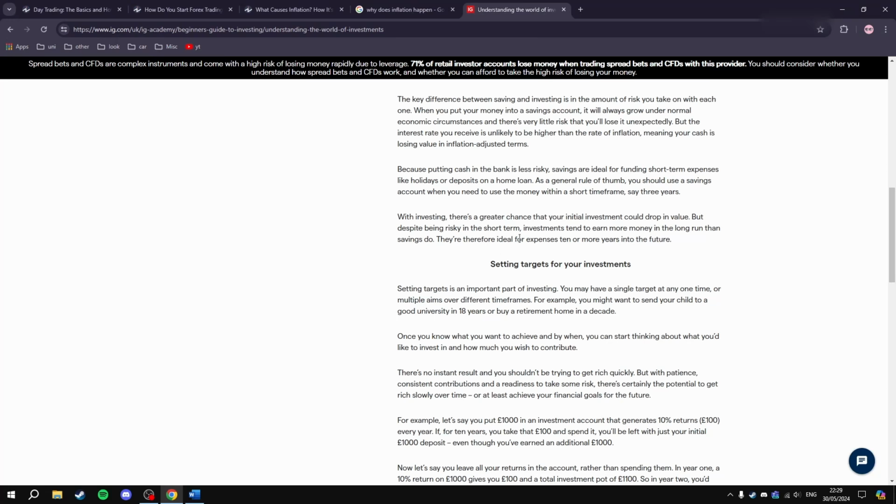When you put your money into a savings account, it will always grow under normal economic circumstances, and there's very little risk that you lose it unexpectedly. But the interest rate you receive is unlikely to be higher than the rate of inflation, meaning your cash is losing value in inflation-adjusted terms.